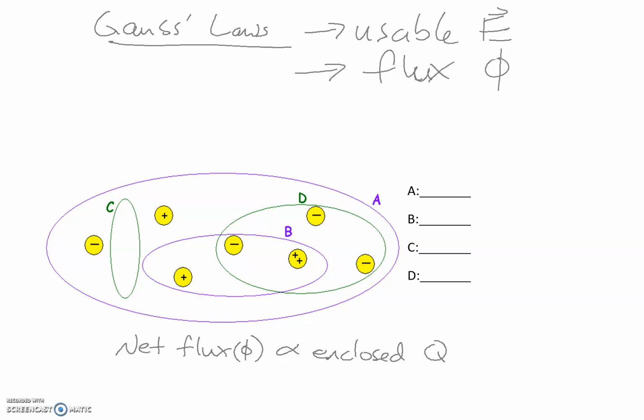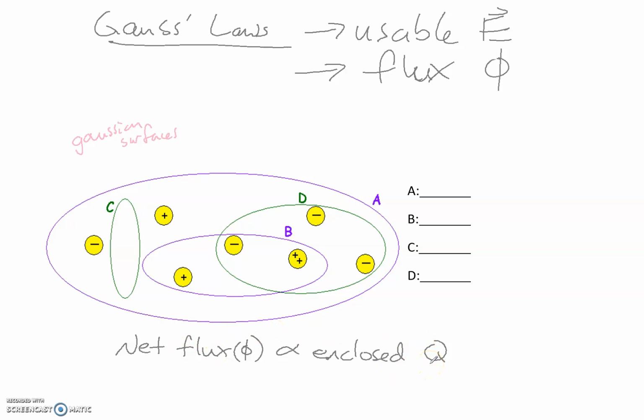Now, to analyze this type of thing, we have what are imaginary surfaces. And they're often called Gaussian surfaces, and that's what these purple and green little ovally type things are. They're imaginary surfaces to analyze what's happening inside. And if we look at them, we can analyze this whole idea that net flux is directly proportional to enclosed charge.